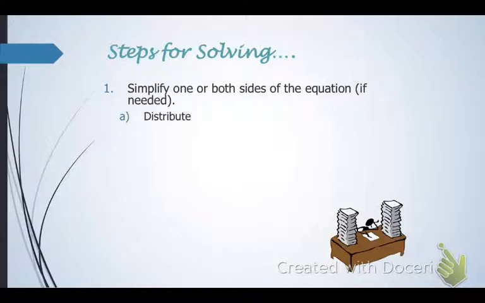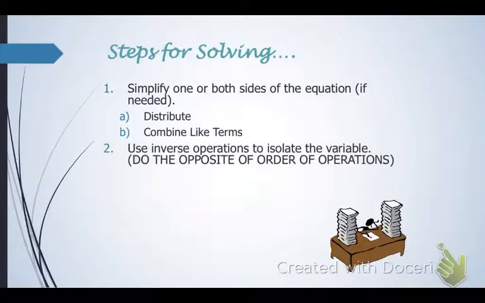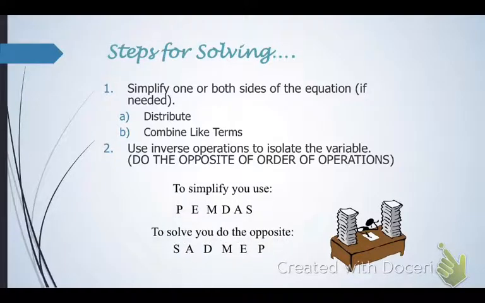Okay? This looks like distributing and combining like terms. It might be one of those things or it might be both. Once I have simplified as much as possible, I want to use the inverse operations in order to isolate the variable. And so this is me undoing the equation, which means order of operations backwards. So since when I am simplifying, I do PEMDAS, when I am solving or undoing, I do the opposite, which is SADMAP.